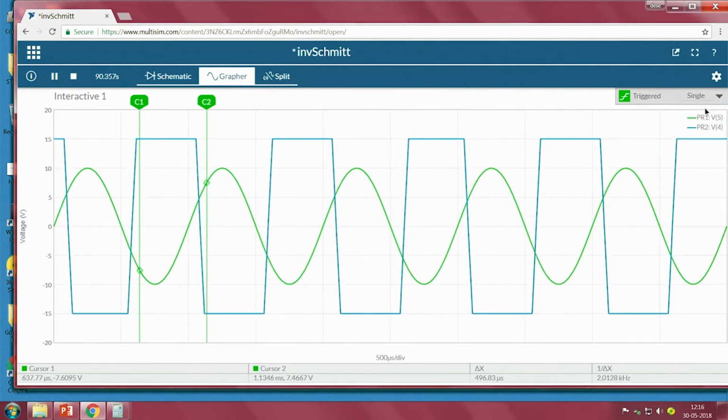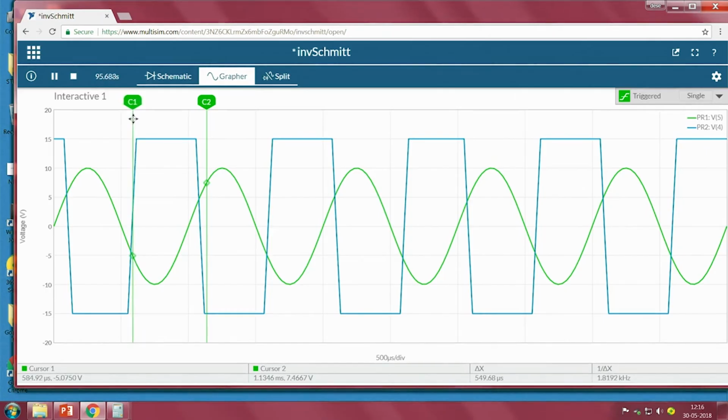The circuit should work like this: when the input voltage is greater than 4.6875, the output should be minus VCC, meaning minus 15 volts, and when the input is lower than minus 4.6875, the output should be plus VCC, meaning plus 15. Now, what will I do? I will move my cursor towards minus 4.6875.